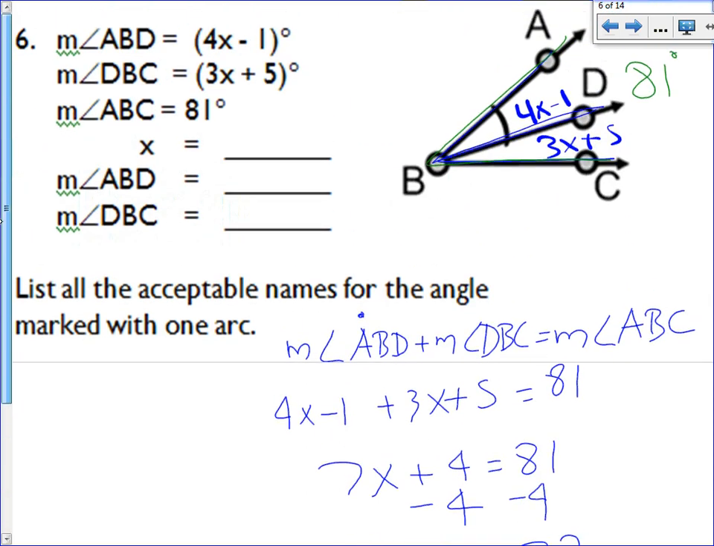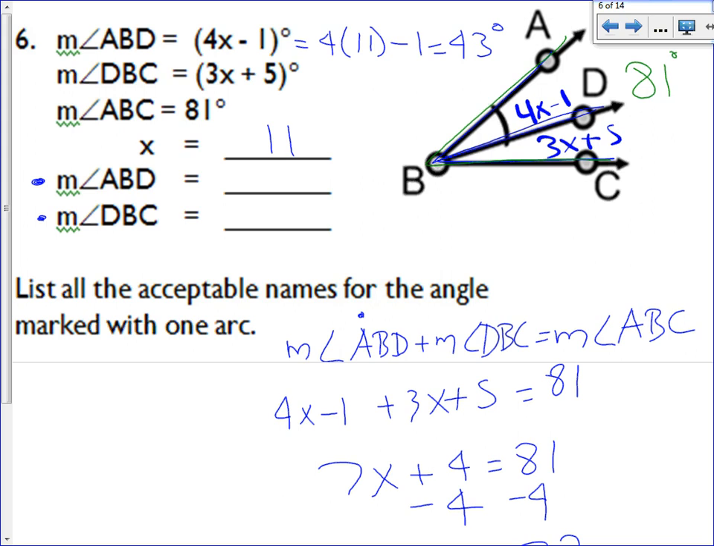So I'm going to go back up to the problem and we'll put 11 in place. And I'm also told to figure out what the measurement of angle ABD is and the measurement of angle DBC. Well, since I know what x is now, I can replace x with 11, and then I can just do the math. So 4 times 11, that's 44, minus 1, that's 43, so that's 43 degrees.